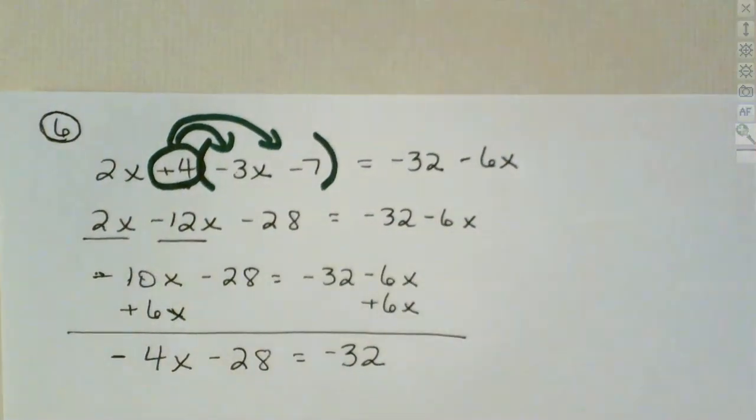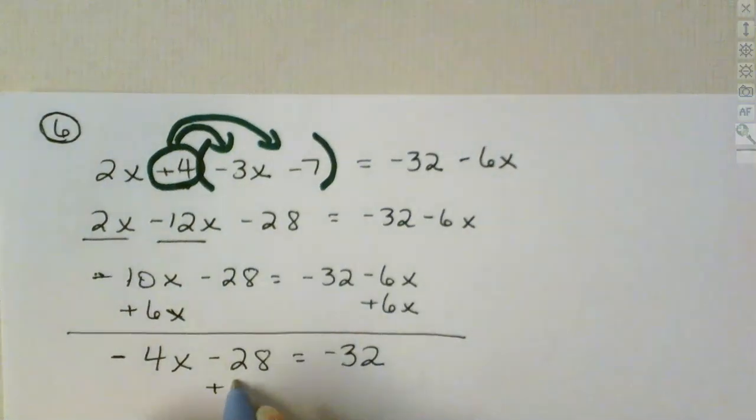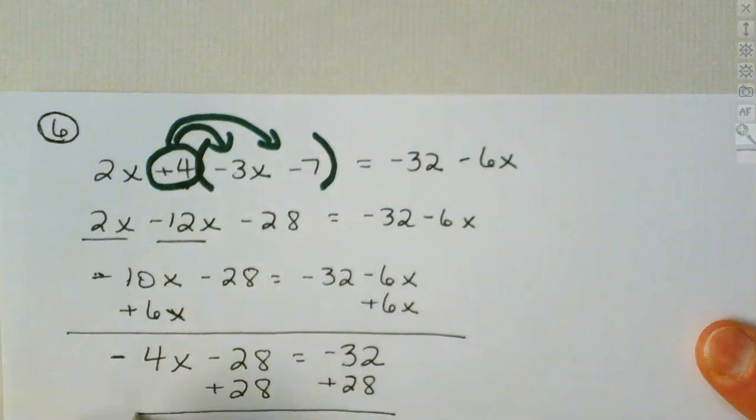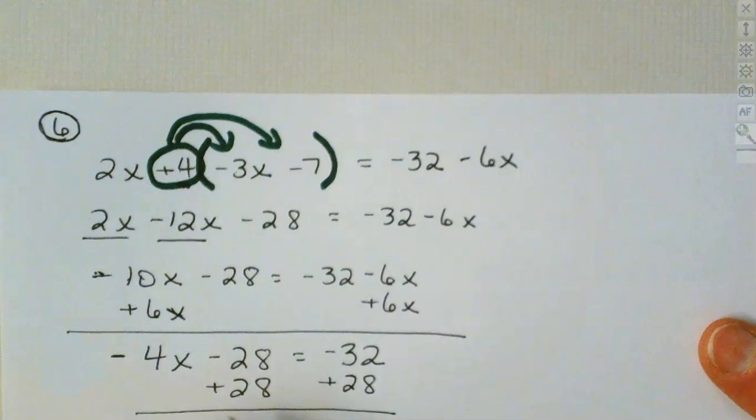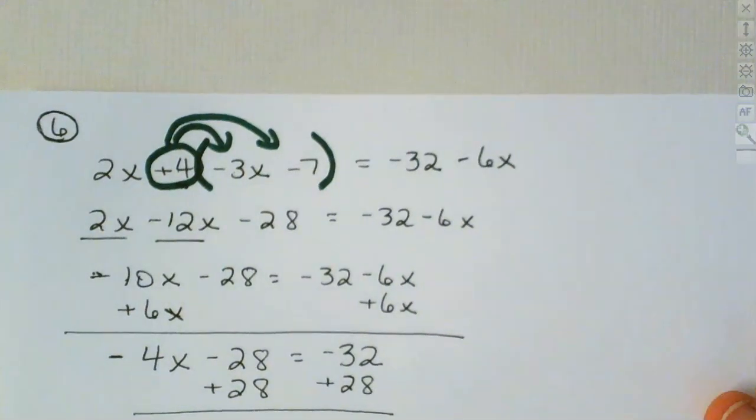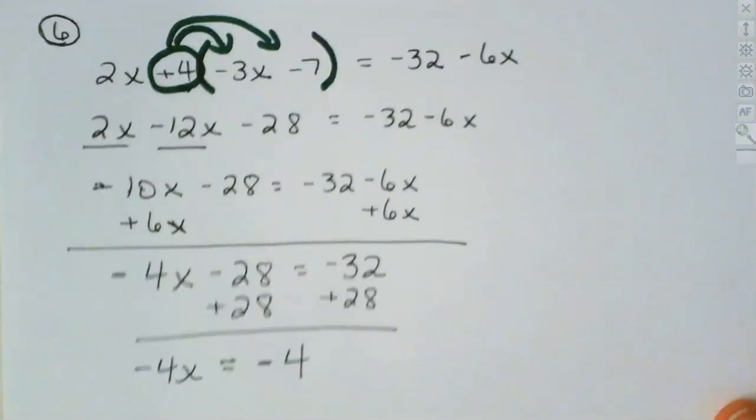Okay, what's next? Okay, add our 28 to each side. And that leaves you with a minus 4x. And watch your signs here. Is it going to be positive or negative? Negative. Okay. And minus 32 plus 28, that's a minus 4, isn't it? Is everyone okay with that so far? Yep, let me move it up so we can see.